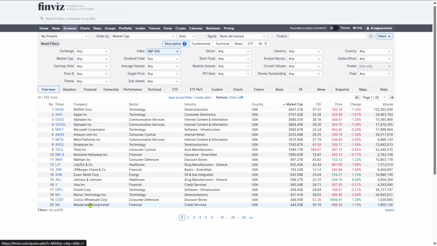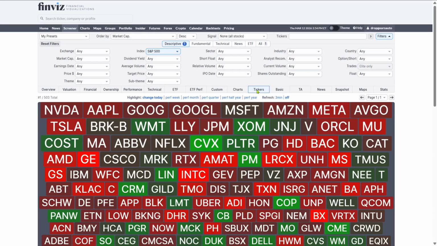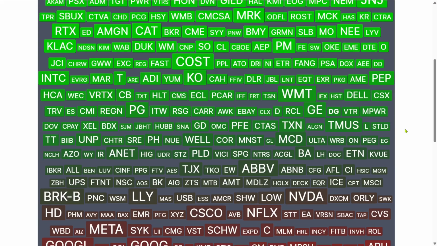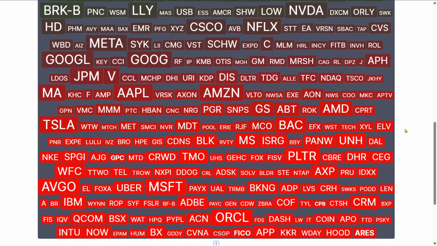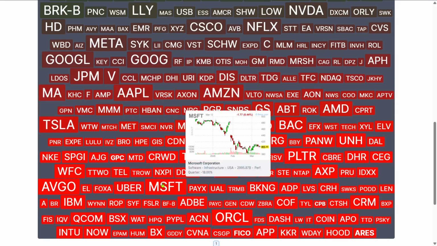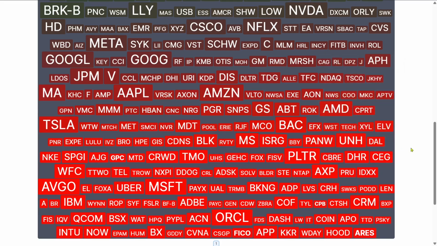To visualize recent market movement, click the Maps or Tickers tab and select Perf Quarter, Quarterly Returns Performance. This generates a heat map where block size represents the market cap, the total dollar value of the company. Larger blocks like Apple or Microsoft indicate they carry more weight in the index.